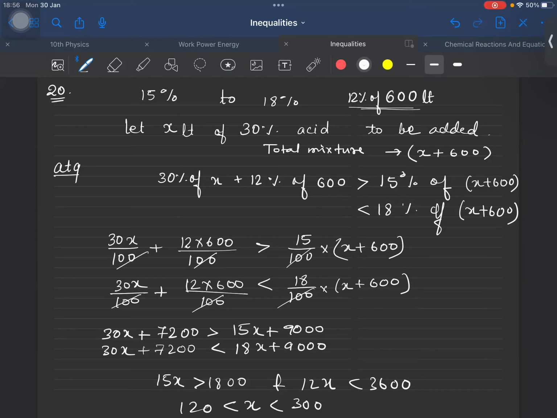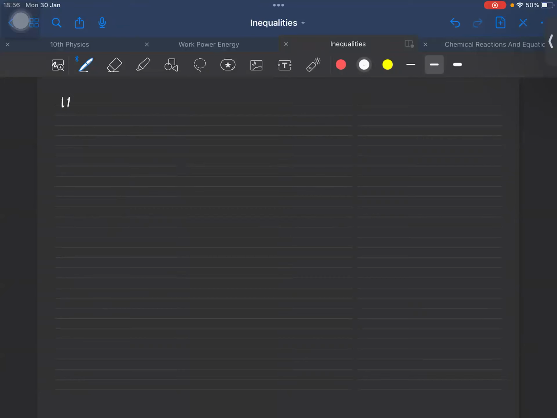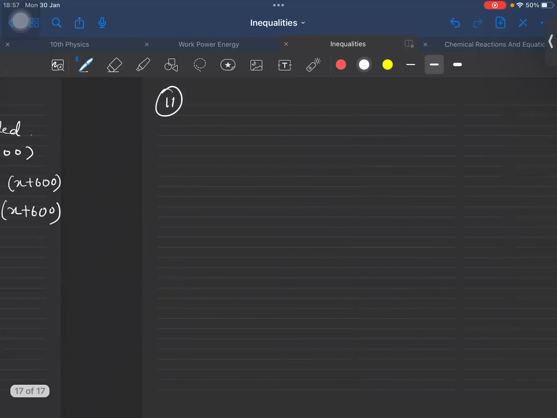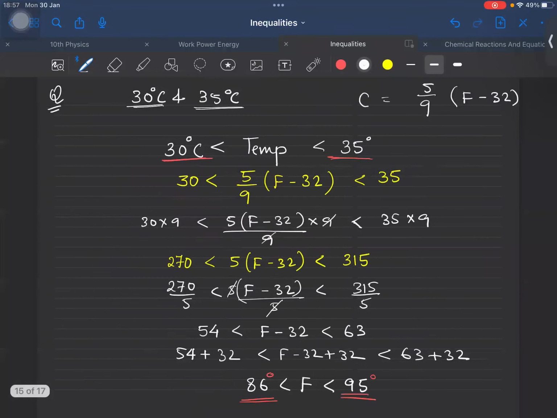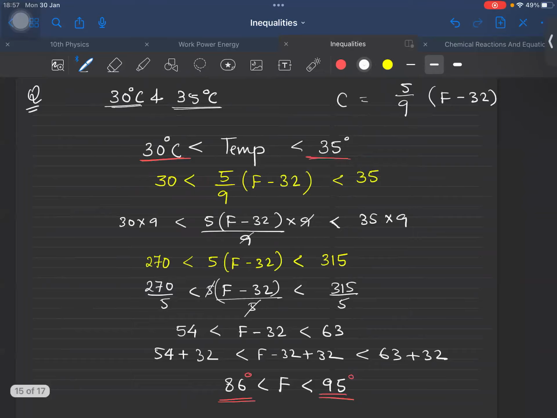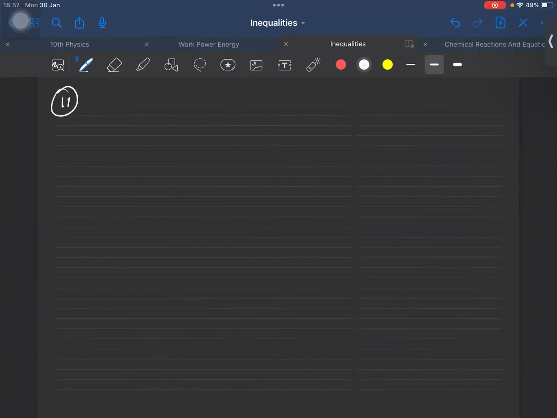Solve question number 11 of the exercise. It is exactly the same as the problem we have done, similar to this. Solve question number 11 of the exercise.